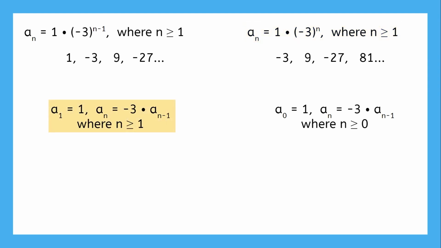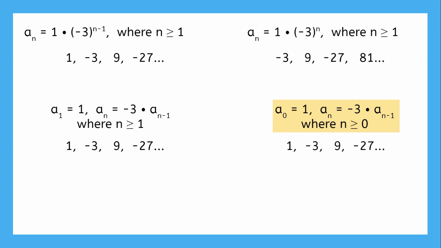In the bottom left formula, n starts at 1, and a sub 1 was given to us as being 1. Then for a sub 2, we multiply the previous term by -3 and get -3 for the second term. And the pattern will continue, multiplying by -3. Finally, let's check the bottom right formula. In here, n starts at 0, and a sub 0 is given to us as 1. The recursive formula multiplies by -3 each time, so after that we'll get -3, 9, -27, etc.